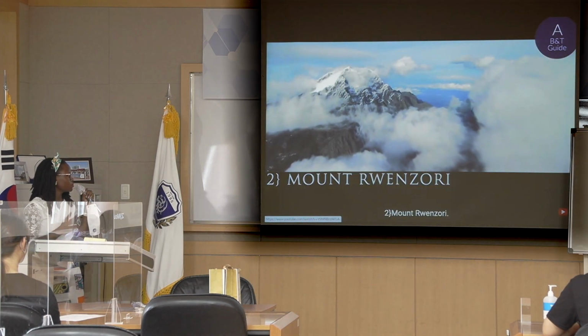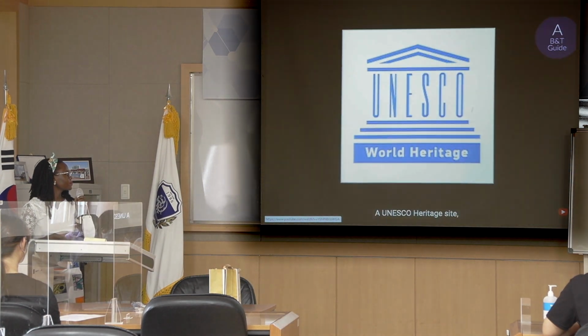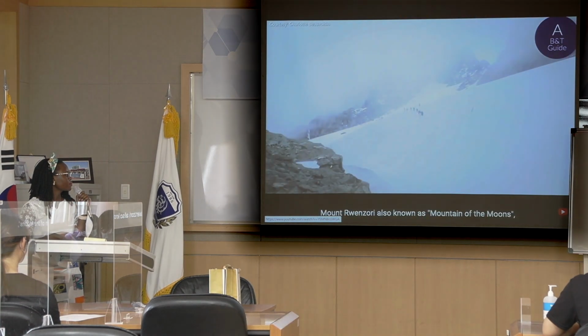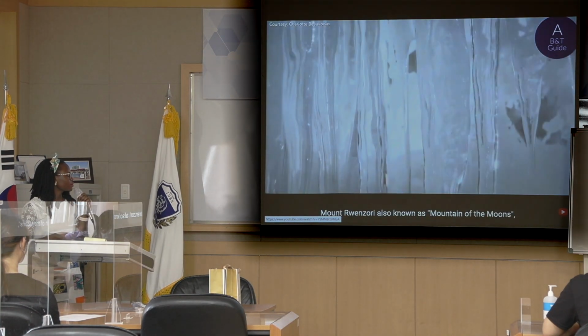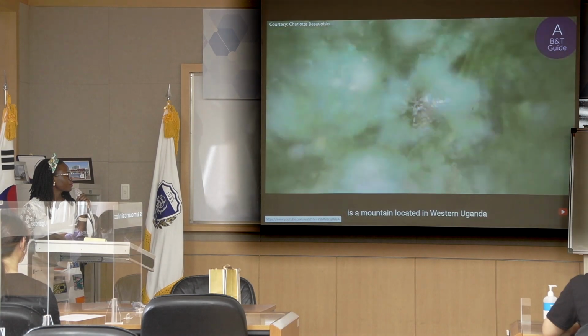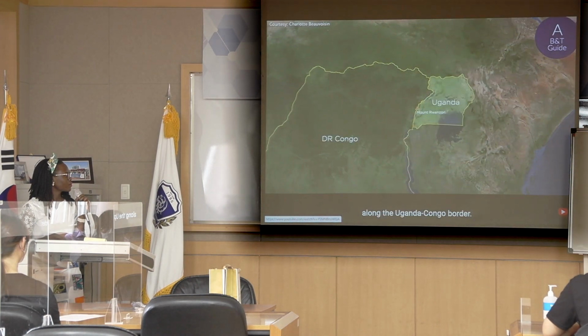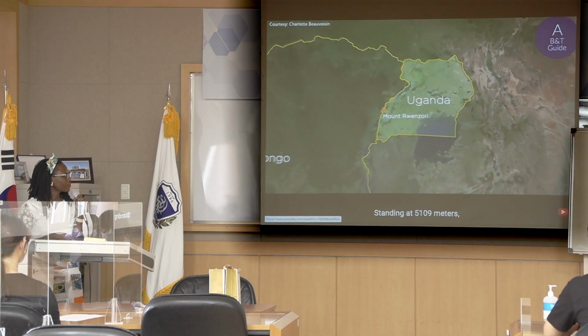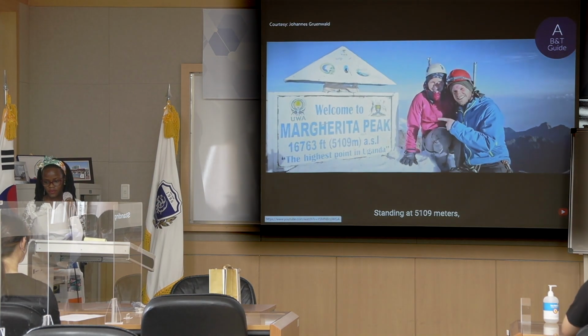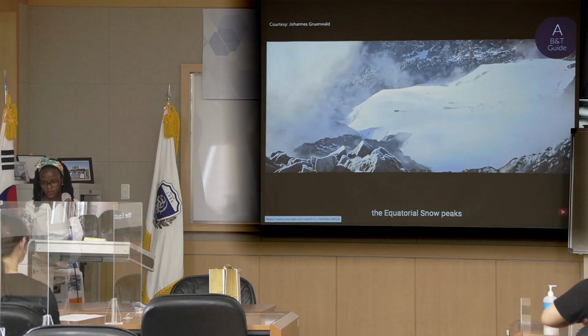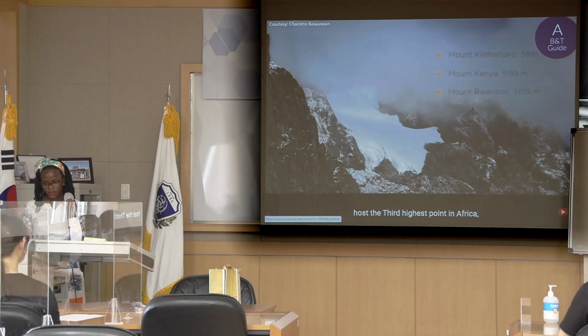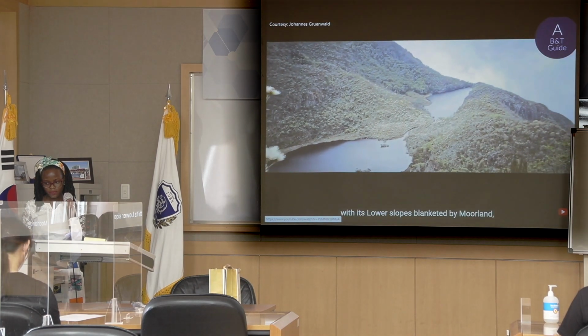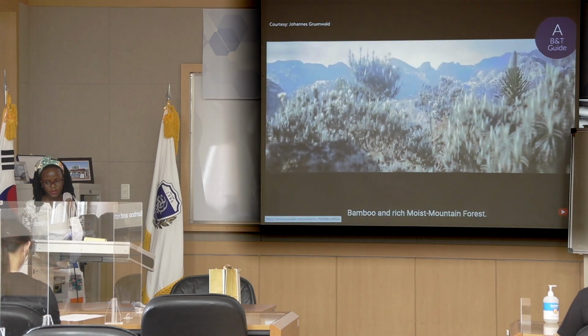Number 2. Mount Rwenzori. A UNESCO heritage site, Mount Rwenzori, also known as the Mountain of the Moons, is a mountain located in western Uganda, along the Uganda-Congo border. Standing at 5,109 meters, the equatorial snow peak is the third highest point in Africa, with its lower slopes blanketed by moorland, bamboo, and rich moss.